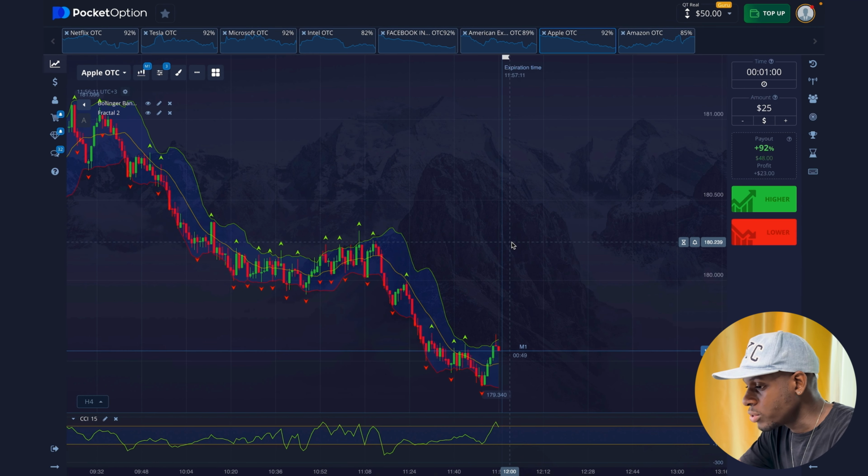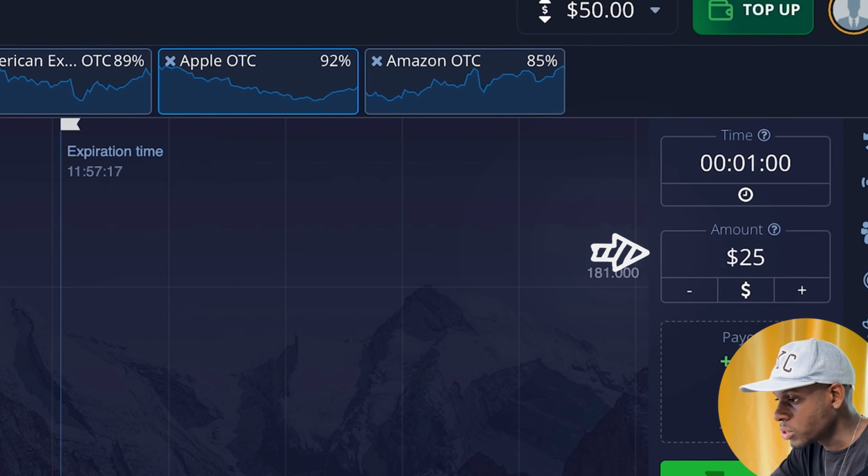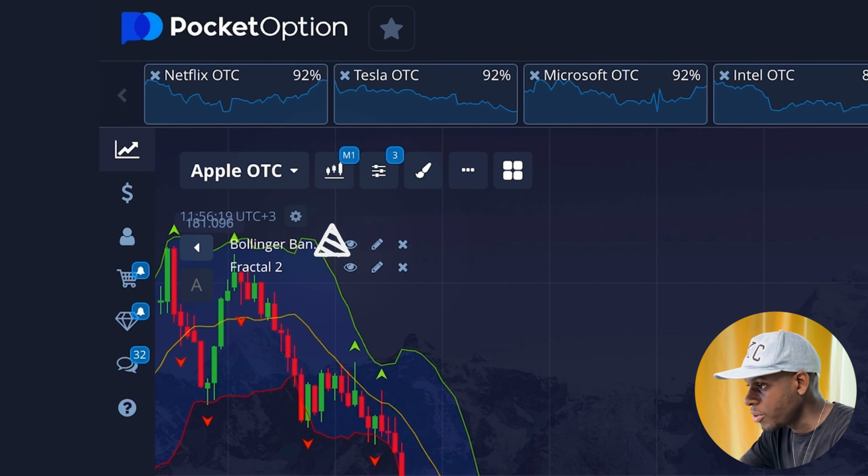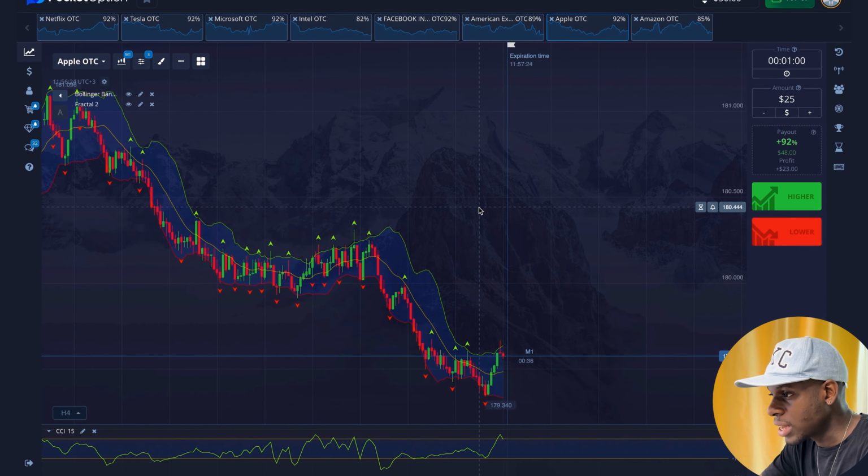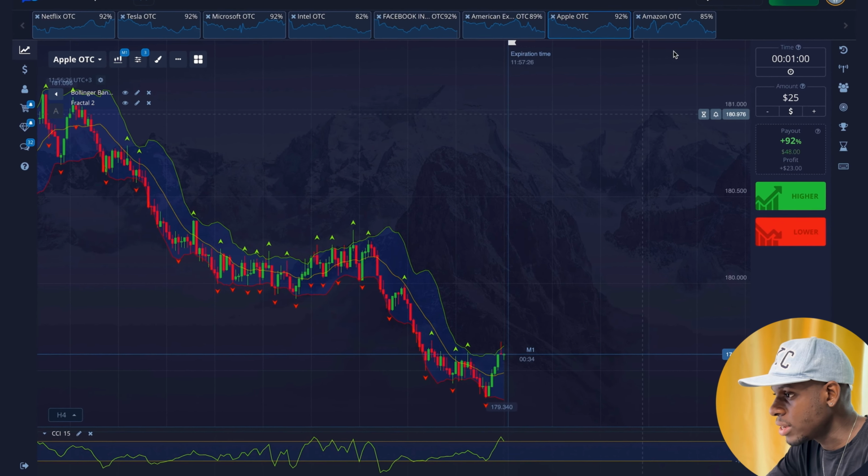Let's get the first trade in. Of course, our balance is $50, and we'll be taking the trades for $25. And we're on the 1 minute time frame as well. As you can see, that'll be an expiry. Let's get the first entry, guys, and then we can start trading.